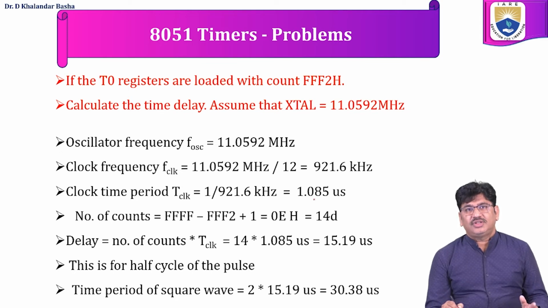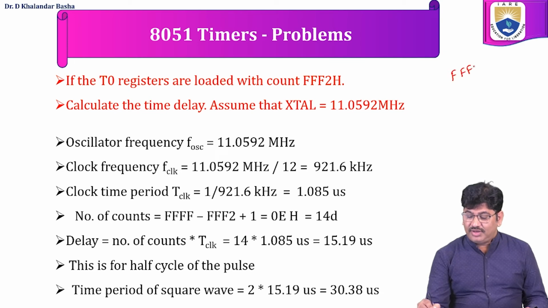So the number of these clock pulses we are counting, multiplied by the clock period, will give us the time period. As it is a 16-bit timer, the maximum count is FFFF. The count which we loaded into the TL0 register and TH0 register is FFF2H. As the count starts from 0, we are going to add 1. So now we will subtract FFF2 from FFFF.